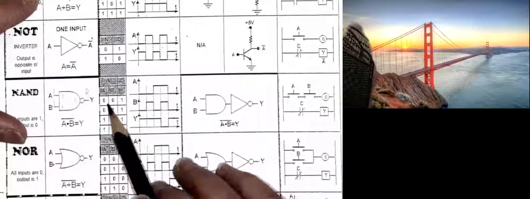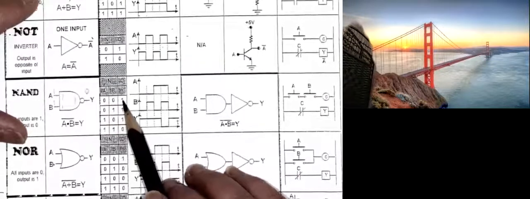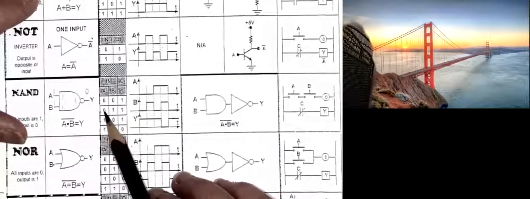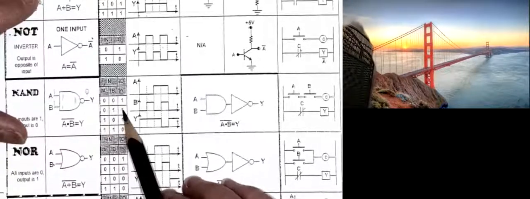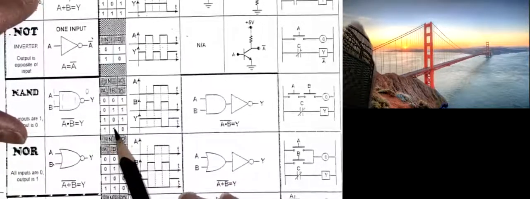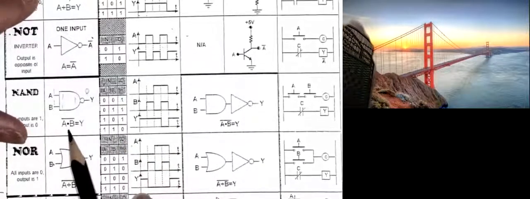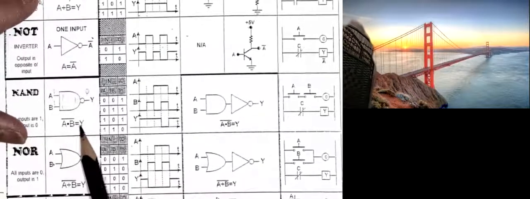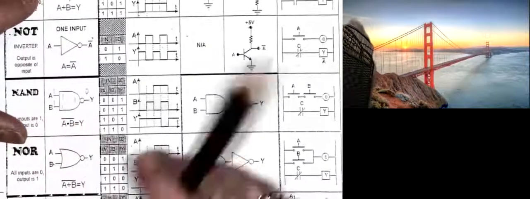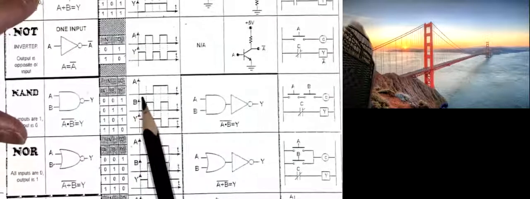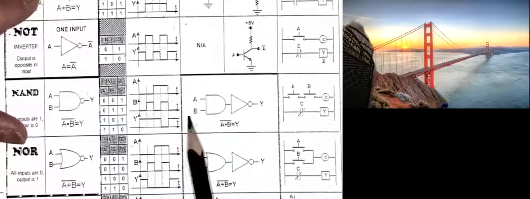Our truth table would be 0, 0 would give us a high. Either one of these being high would still give us a high, and it's only when both of them go high do we get a low coming out, just like what happened here. Our Boolean equation is saying NOT (A and B) gives us Y. So we needed a low there and a low there to get a high out. And the timing table works the same. I'm not going to really cover it.